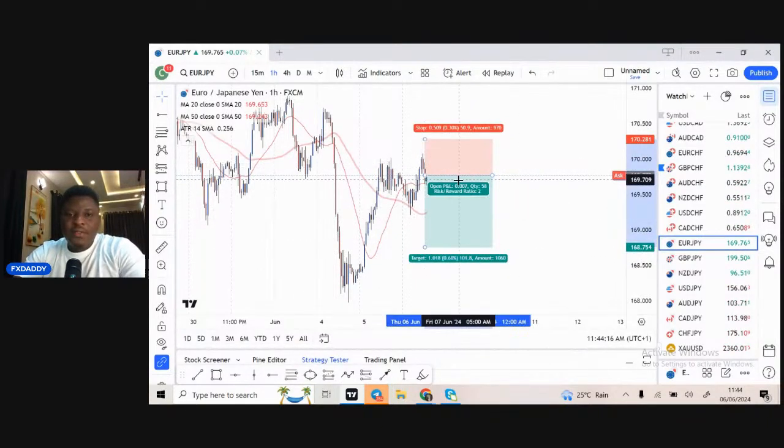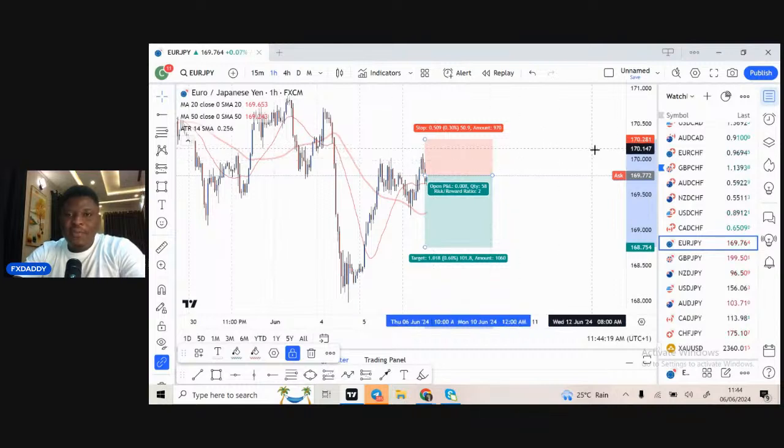So that's the entry. Stop loss is at 170.281, and our take profit is at 168.754. Let me go ahead and type it on the chart. EURJPY instant sell at 169.772.